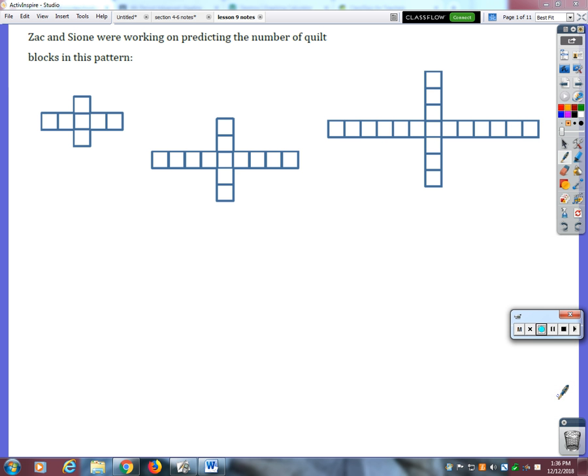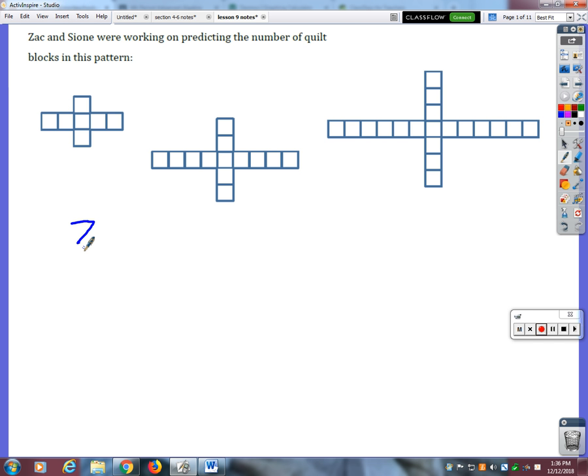Anyway, all right. So let's see how far we can get in the lesson 9 notes. You ready? Okay. Zach and Sion were working on predicting the number of quilt blocks in this pattern. How many quilt blocks are in the first pattern? 7. How many quilt blocks are in the second pattern?